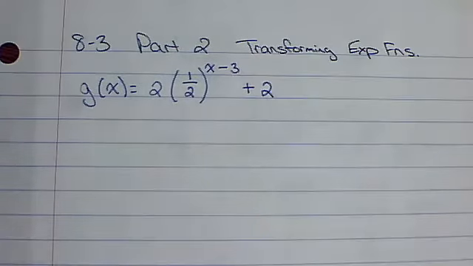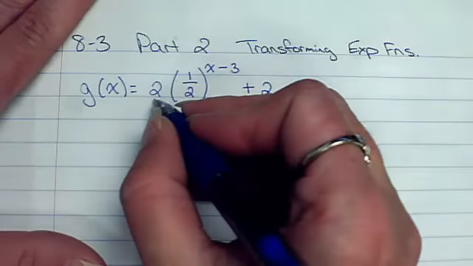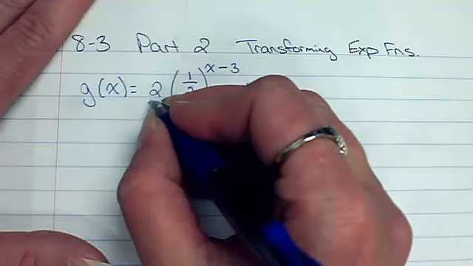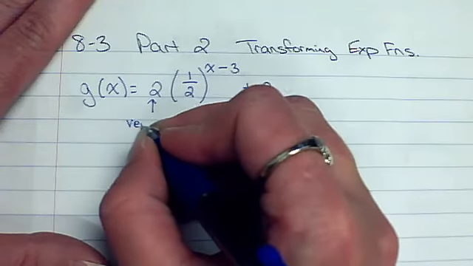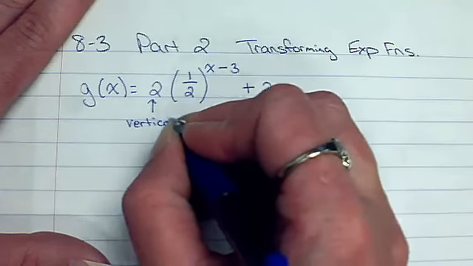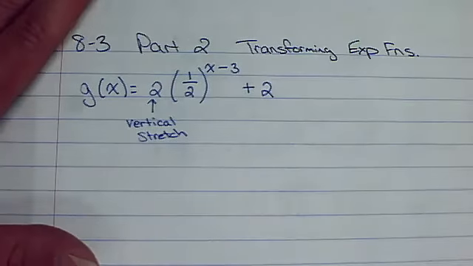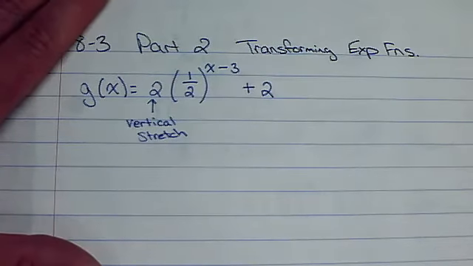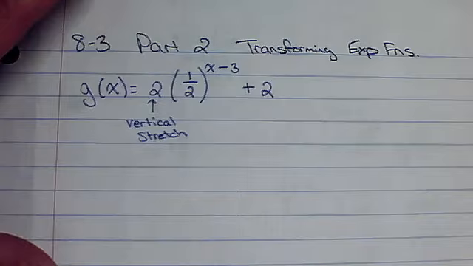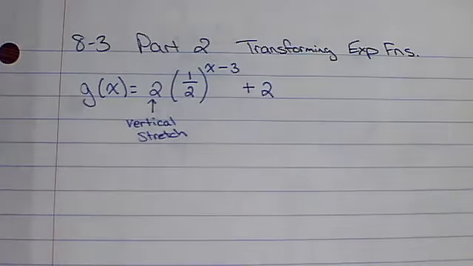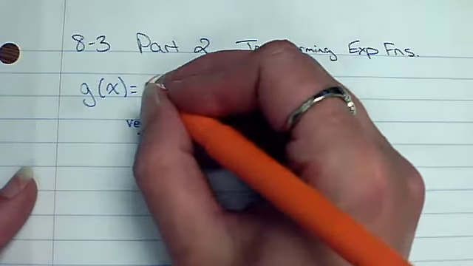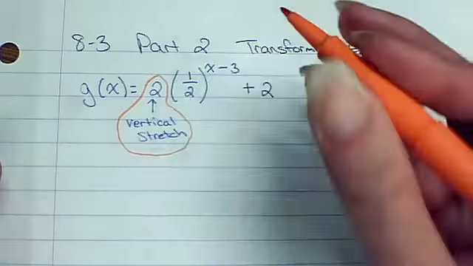All right, let's talk about everything that's happening to this graph. This 2 in front here, that is a vertical stretch. And when I get ready to do that vertical stretch, I'm going to show you all the details of that in, let's go with in orange. So we'll know that this is in orange.